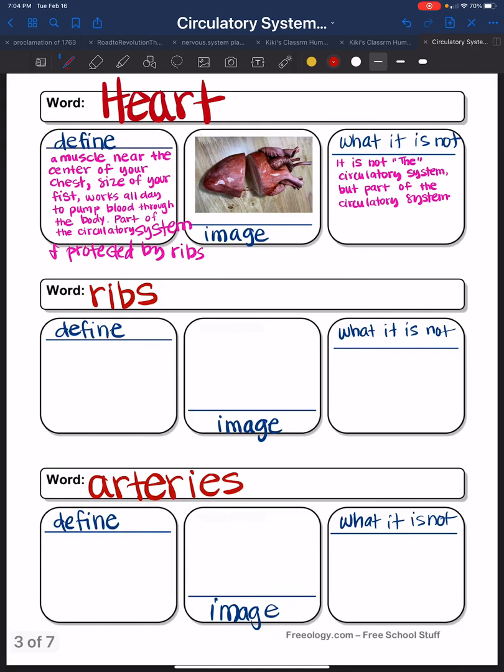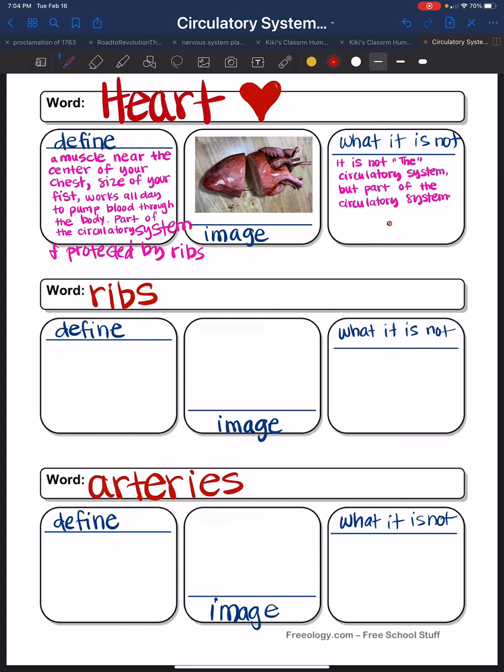All right, so now we've got to look at the definitions. We see heart, and the definition is a muscle near the center of your chest, the size of your fist. It works all day to pump blood through the body. It's part of the circulatory system, and it's protected by your ribs. Here's an image of it that I found from the web. You just copy and paste it. And what it is not: it is not the circulatory system, but part of the circulatory system.